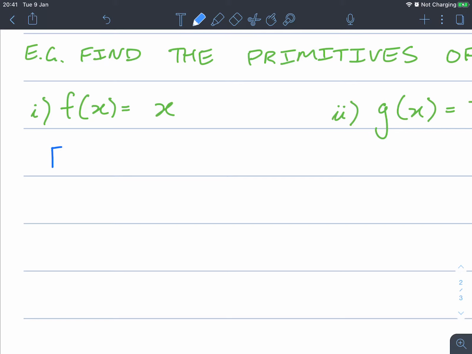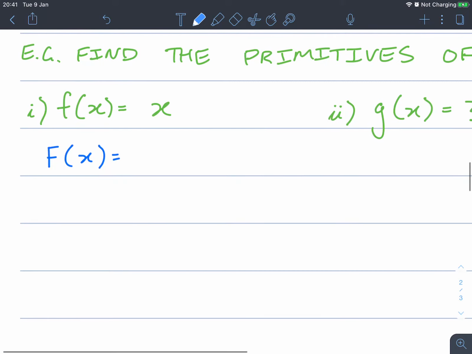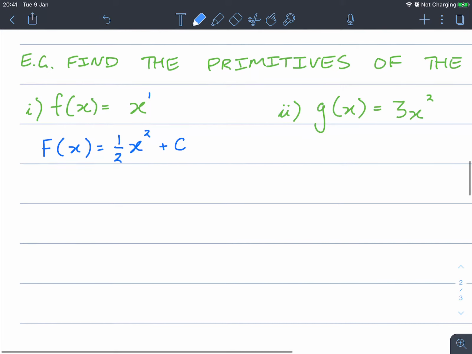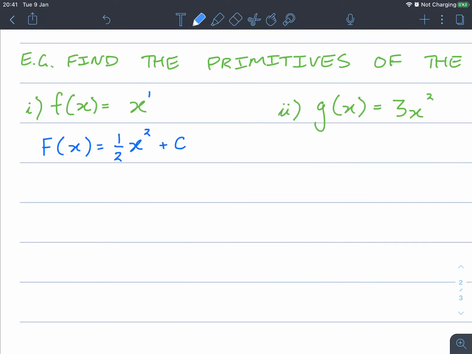We denote this as capital F of x is equal to, in this case, we're going to increase the power by 1. Right now it's a power of 1, so x to the power of 2. Then we divide by the new power, so dividing by 2, or you can write it like this if you want. They mean the same thing. This is my preferred notation. Plus c, some constant.